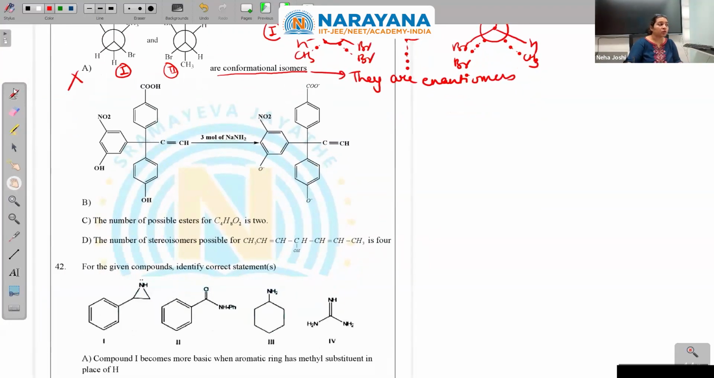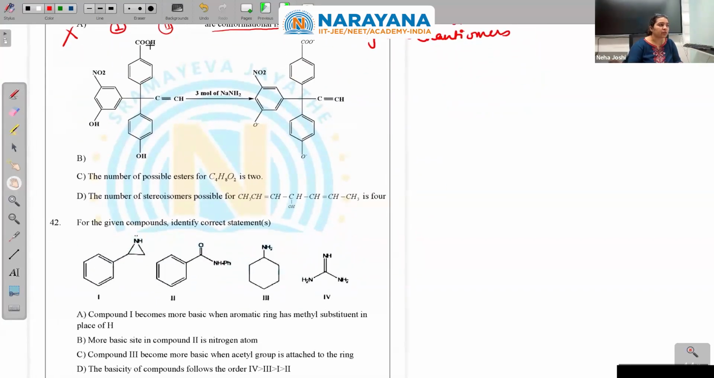Here, with 3 moles of NaNH2, if I compare the order of acidity, first the carboxylic acid, then nitrophenol, then phenol, and then this is the fourth. So COO minus, O minus, and this is the correct answer. This is what will behave as acidic when a limited supply of NaNH2 is there.